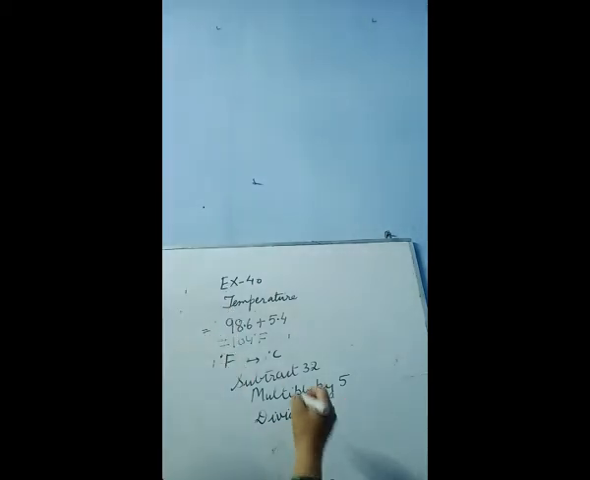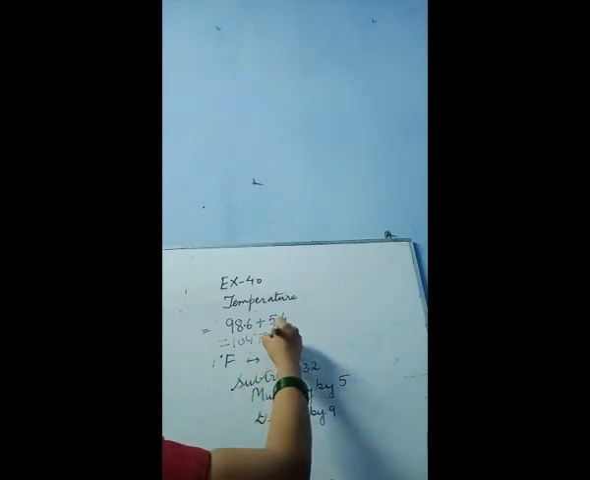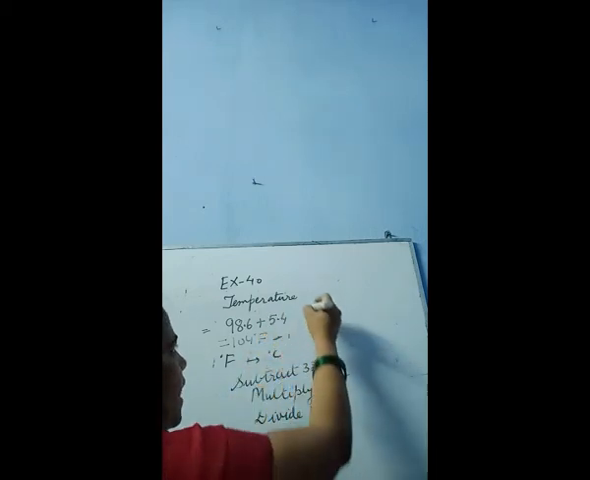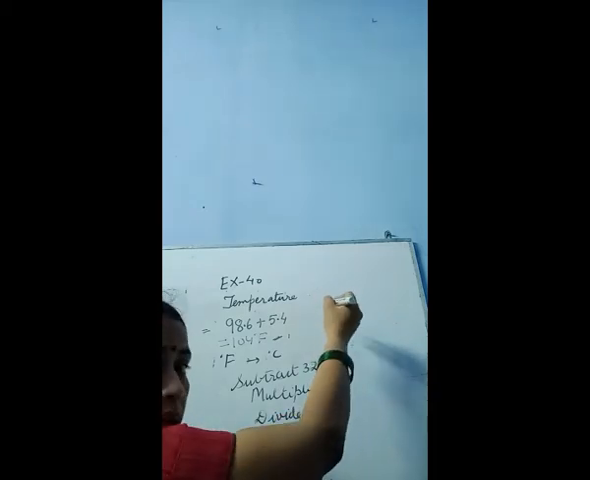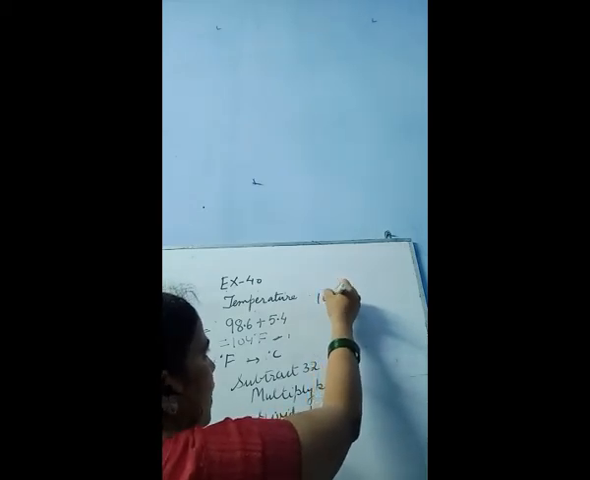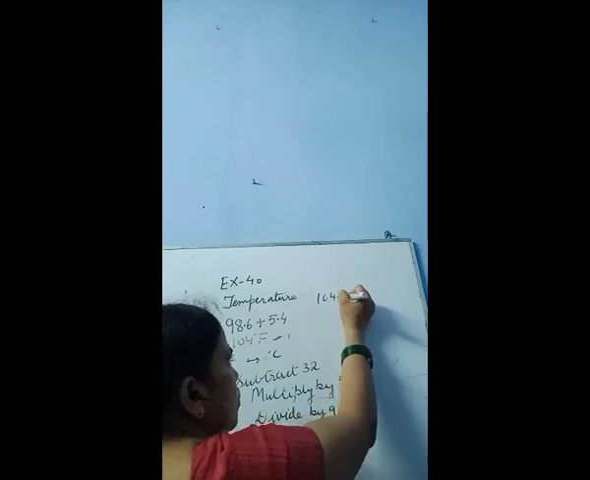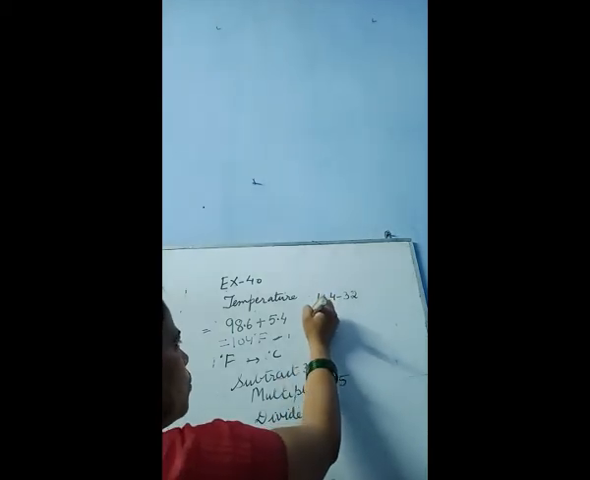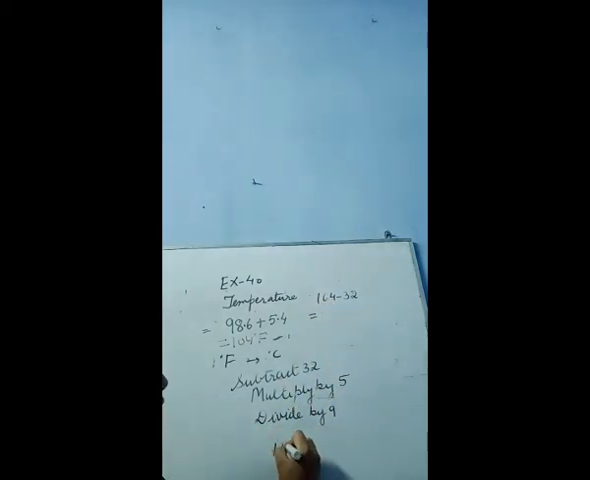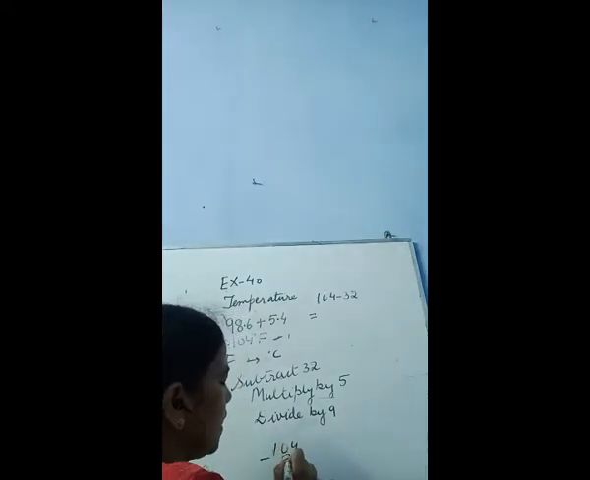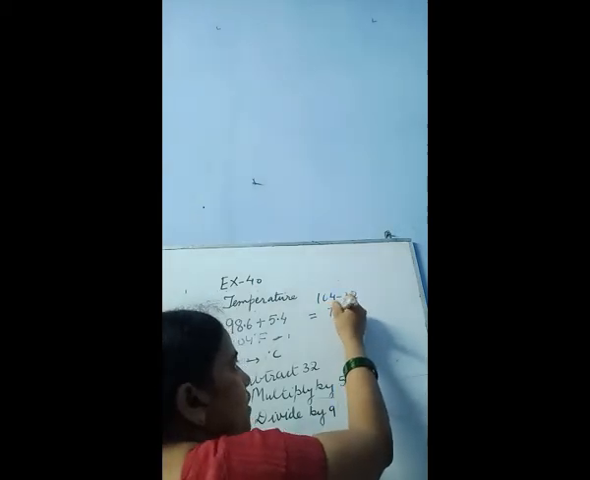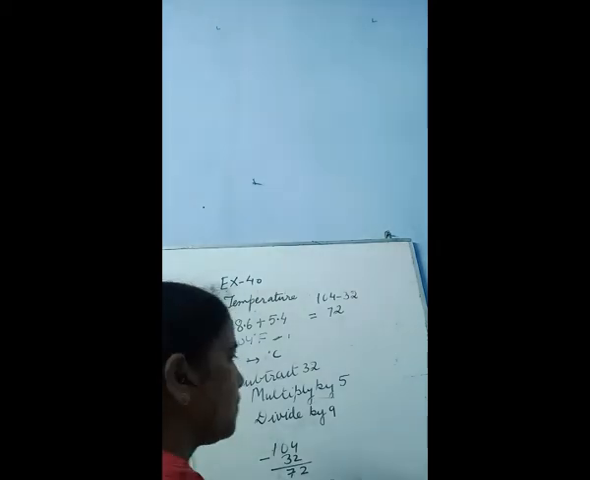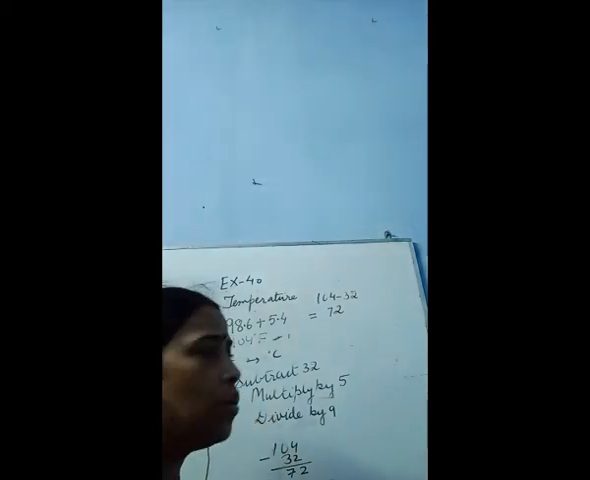Now let us see. From where do we have to subtract 32? We have to subtract 32 from 104. So 104 minus 32. Okay everyone, 104 minus 32, what will you get? Let us do it here. 4 minus 2 is 2, and this is 7. So that is 72. Okay, you get 72.